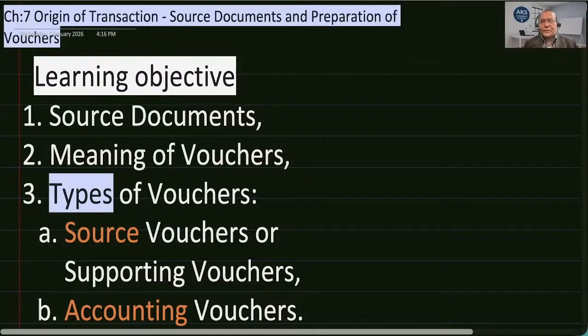...with respect to subsequent accounting procedures which we are going to follow. So this is the seventh chapter. We call it origin of transaction, source document and preparation of vouchers. You may have heard of the term vouchers many a times, but it's an understanding with respect to vouchers.